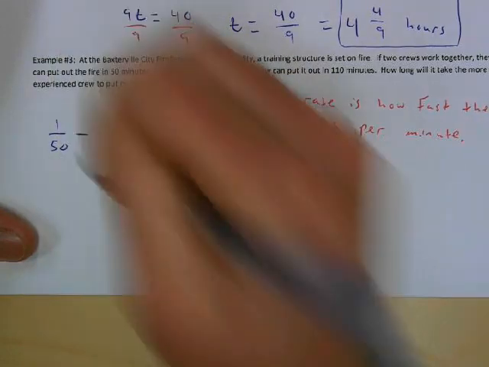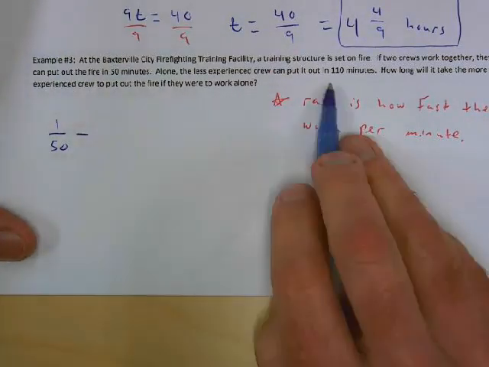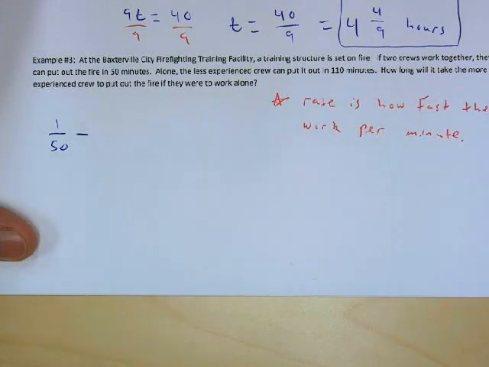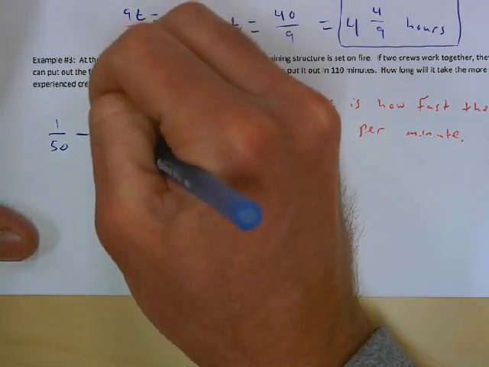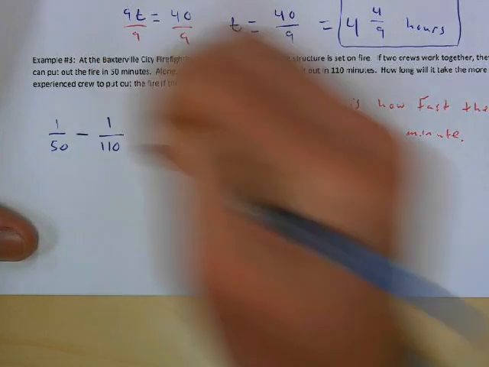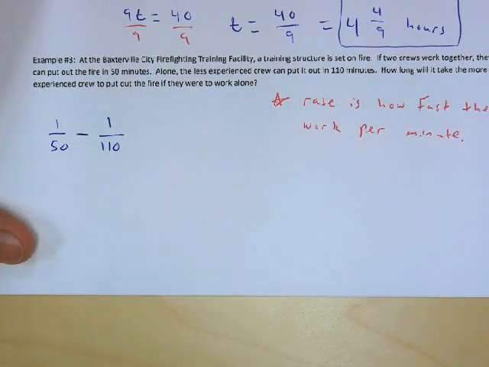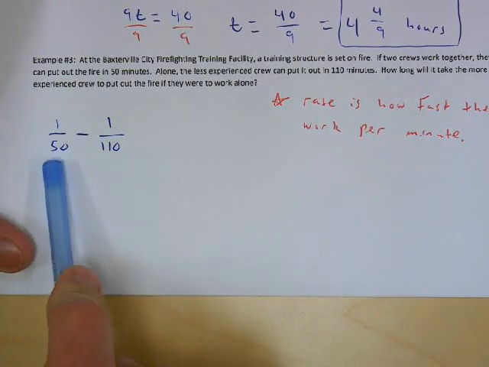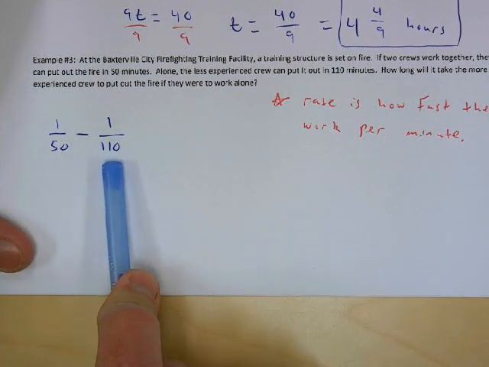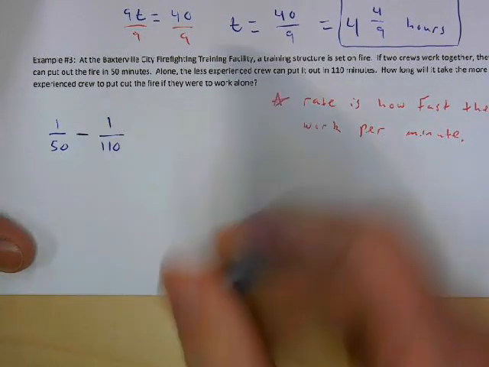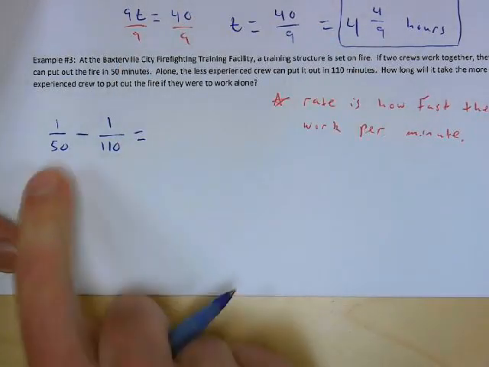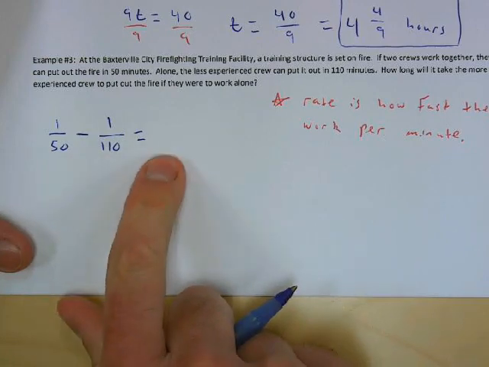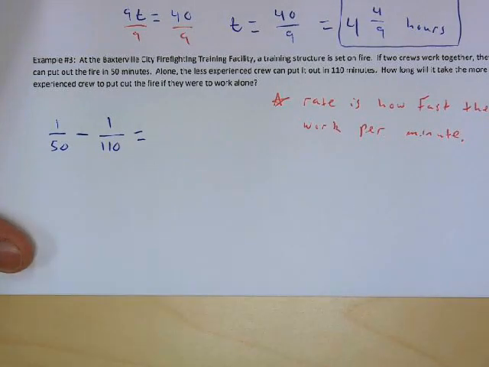Minus, the less experienced crew can do it by themselves in 110 minutes. So how much of the fire can they put out in 1 minute? Well, 1/110th of the fire by themselves. So again, this is how fast they work together per minute, and then how fast one of the crews works per minute. If we take how fast they work together minus how fast the one group works, we should get the work rate for how fast the other group works.